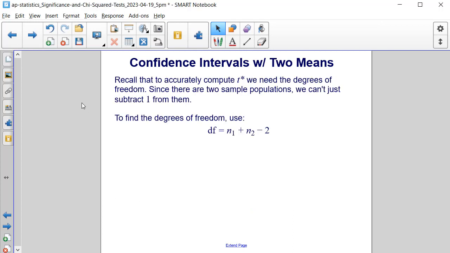Recall that to accurately compute the critical value t star, we need the degrees of freedom. Since there are two sample populations, whereas before we only had one, we can't just subtract one from the n value to determine the degrees of freedom. Instead, we add the two sample sizes together and subtract 2. So the degrees of freedom is equal to the sample size of the first set, n sub 1, plus the sample size of the second set, n sub 2, minus 2.